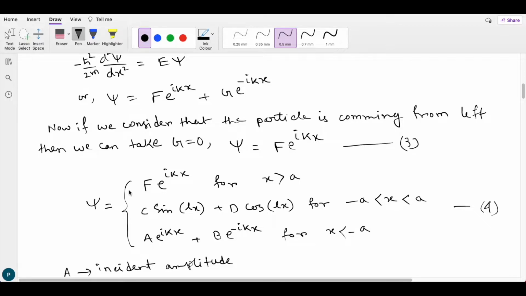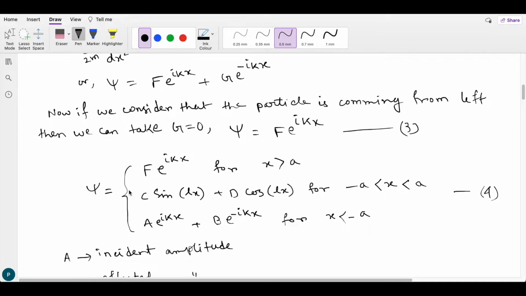Now if we consider that the particle is coming from the left, it will be reflected by the potential. So we can get a reflected wave and we can get a transmitted wave. We cannot get a wave which is coming from the right hand side. That's why we are taking G equals 0 and psi equals F e to the power ikx.